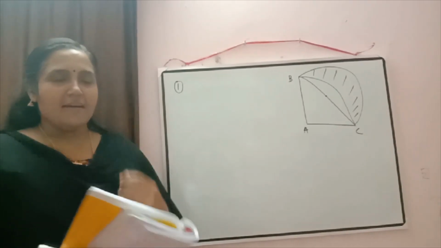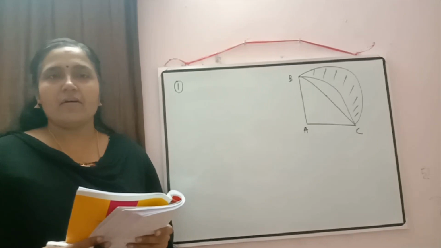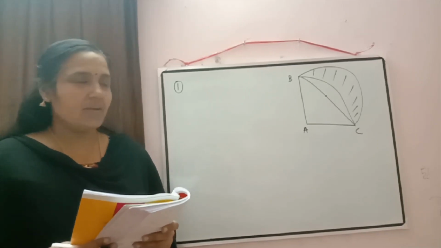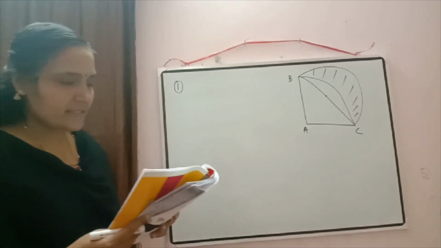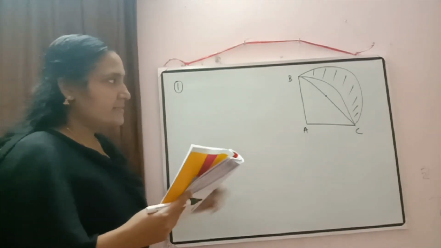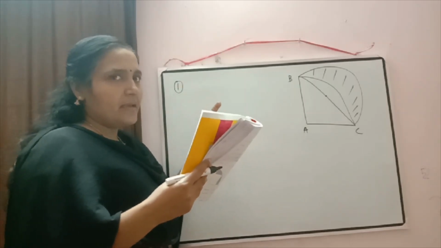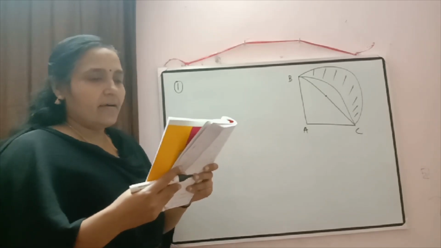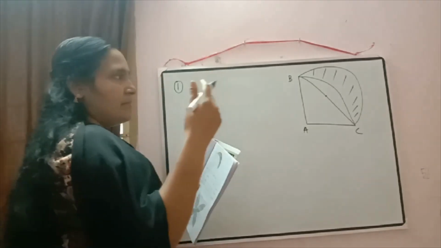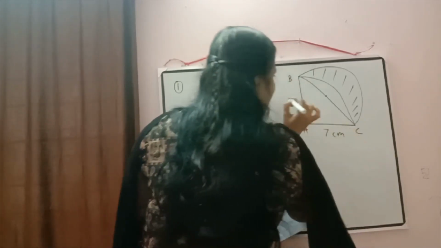Hello students. Now we'll solve some more questions based on area of combination of plane figures. As you can check the diagram here, the information is given. ABC is a quadrant of a circle. From the word quadrant, that is 1/4 of the circle of a radius 7 centimeter. So radius is given here, 7 centimeter.